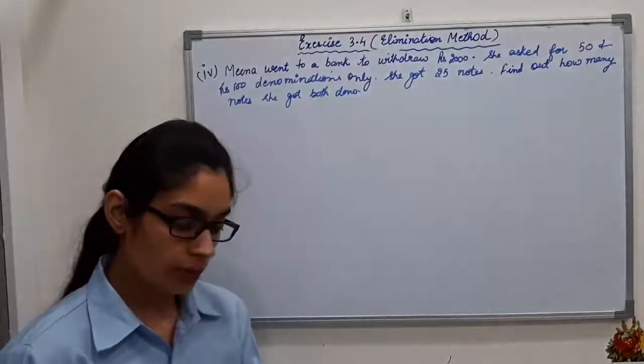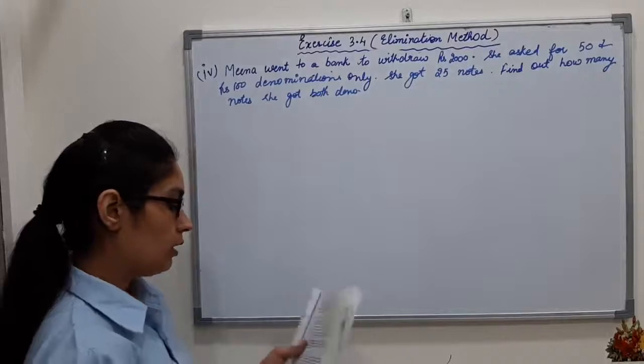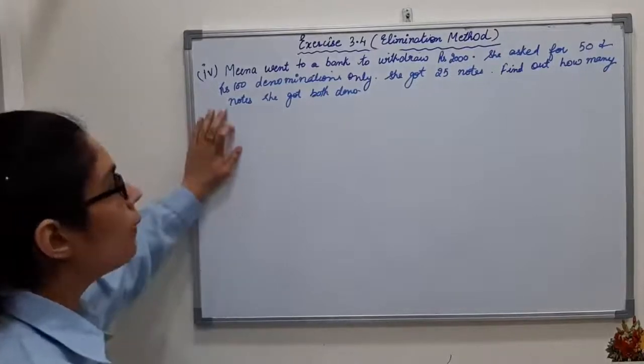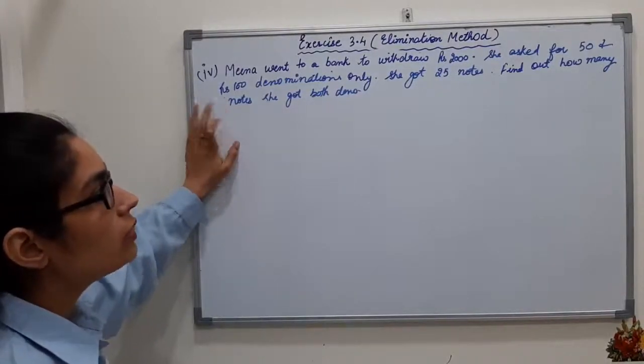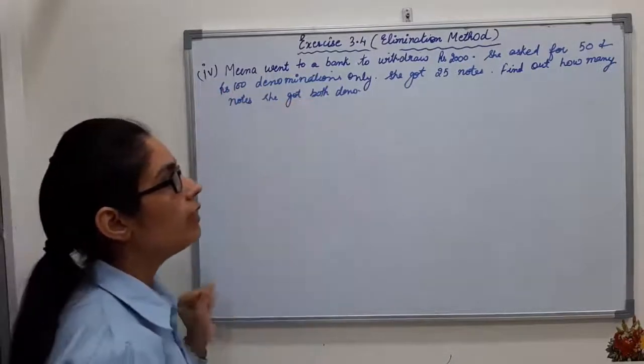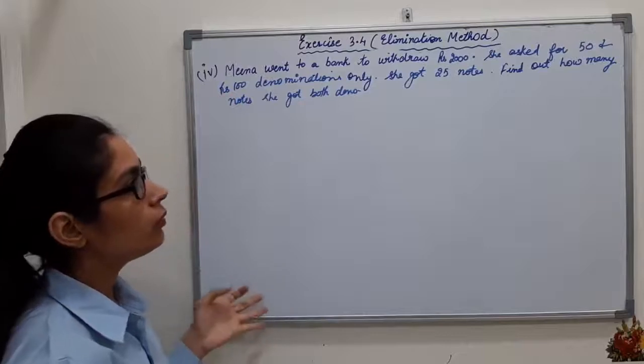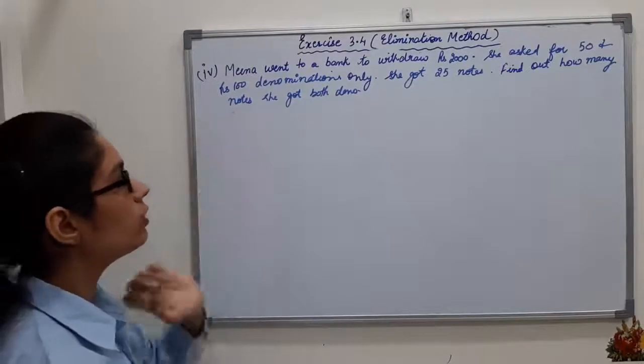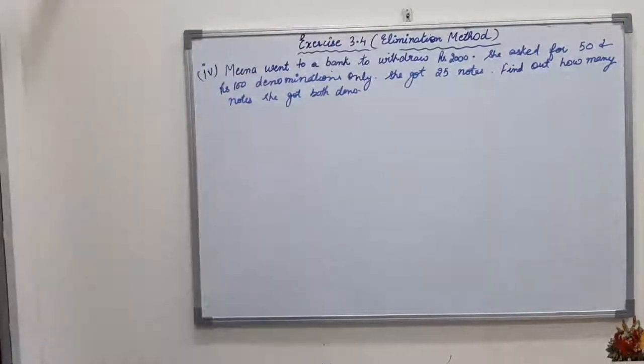Let's do the fourth part now. Meena went to a bank to withdraw rupees 2000. She asked for rupees 50 and rupees 100 denominations only. She got 25 notes in total. Find how many notes she got for both the denominations.